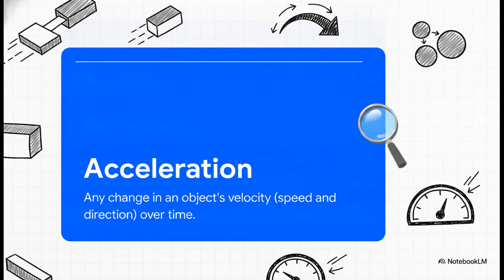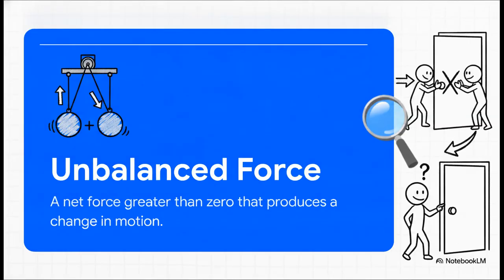But as our Atwood machine just proved, that acceleration doesn't just happen by magic, right? It actually requires an unbalanced force. This is basically a net force greater than zero that produces a change in an object's state of motion. Think about it like this. If the forces are perfectly balanced, like two people pushing a heavy door from opposite sides with the exact same strength, nothing is going to happen. It's only when one side pushes harder, creating that net force greater than zero, that you actually get acceleration.